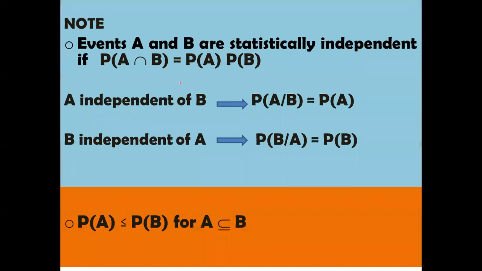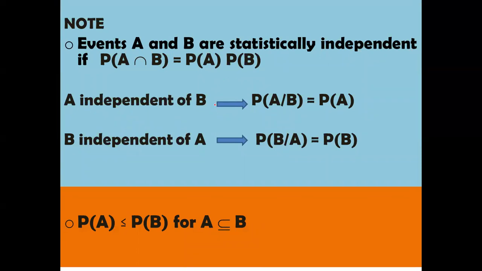For events A and B that are statistically independent, P of A intersection B is equal to P of A into P of B. Since the events are independent, where one will not have influence on the other, it is P of A. That is, either A can happen first or B can happen first. So they are statistically independent. Hence, P of A intersection B is equal to the product of their individual probabilities.